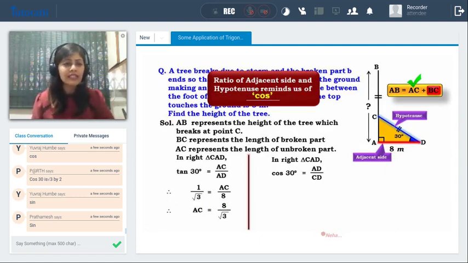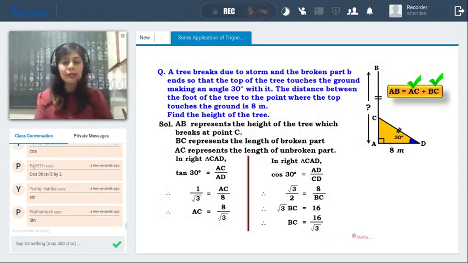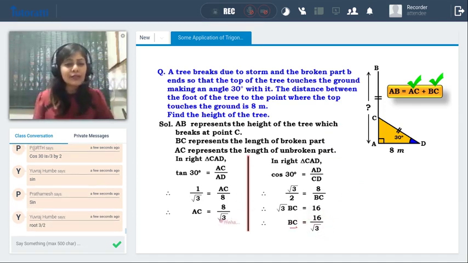Cos 30 is AD upon CD. Quickly, cos, yes, as Parth rightly said, cos 30 is root 3 by 2. So root 3 by 2 is 8 upon BC. What we get is BC is 16 by root 3. Now, students, pay attention. This gets so easy, right? AC is 8 by root 3. BC is 16 by root 3. And we need to add AC and BC.